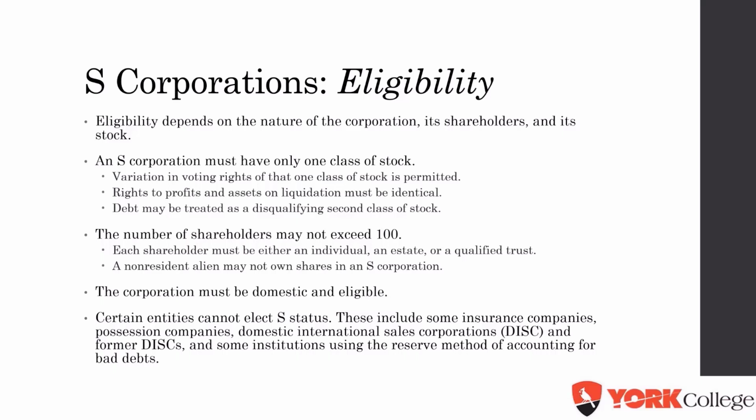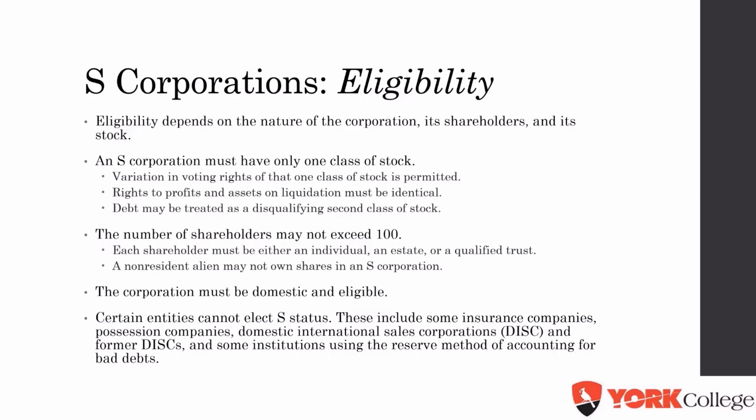So moving on, the number of shareholders may not exceed 100 shareholders. Each shareholder can only be an individual, an estate, or a qualified trust. Non-resident aliens may not own shares in an S corporation. The reason why is because the S corporation must be domestic and eligible in order to get this tax benefit.